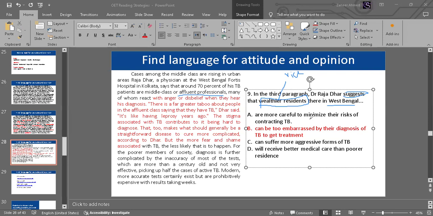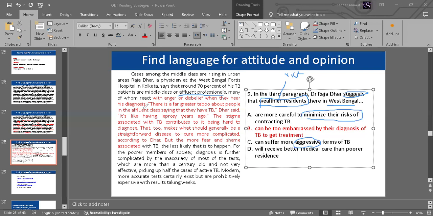So they didn't say anything about minimizing the risk. Now you see the trap word, "aggressive" and "anger". Anger is the same, but it does not say they can suffer more aggressive forms of TB. Although the word anger is written there, it doesn't mean that they can suffer more. They said anger or disbelief when they hear about this diagnosis.